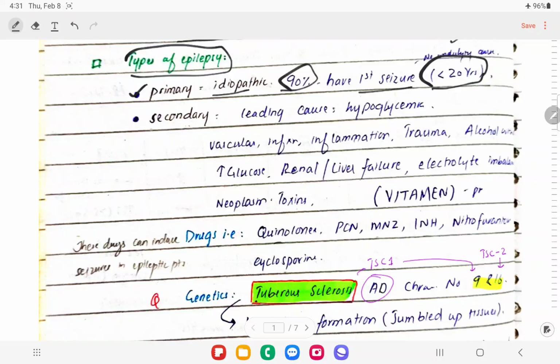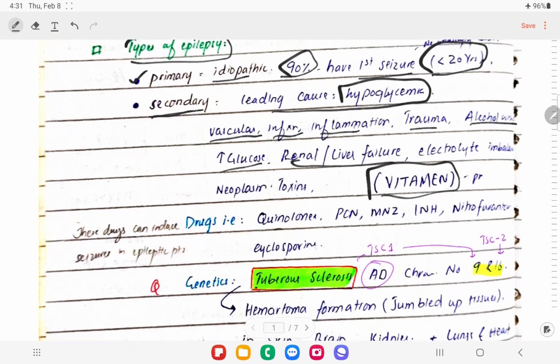The next type is called secondary epilepsy. So there will be some leading cause, for example hypoglycemia, right? We have discussed the VITAMINS mnemonic in the delirium, the confusion part, right? VITAMINS is basically vascular, infection, inflammation, trauma, alcohol intoxication, hyperglycemia, and metabolic causes like renal and liver failure. We're going to call it uremic encephalopathy or hepatic encephalopathy, and there will be electrolyte imbalance, neoplasm, and toxins. So these are the causes of secondary seizures, right?